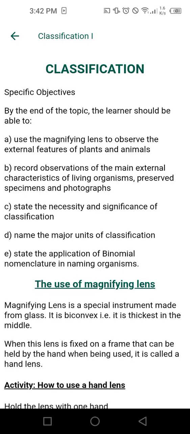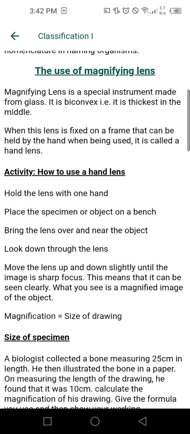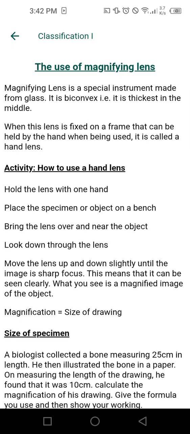Classification. The use of magnifying lens. A magnifying lens is a special instrument made from glass. It is biconvex, i.e., it is thickest in the middle. When this lens is fixed on a frame that can be held by the hand when being used, it is called a hand lens.